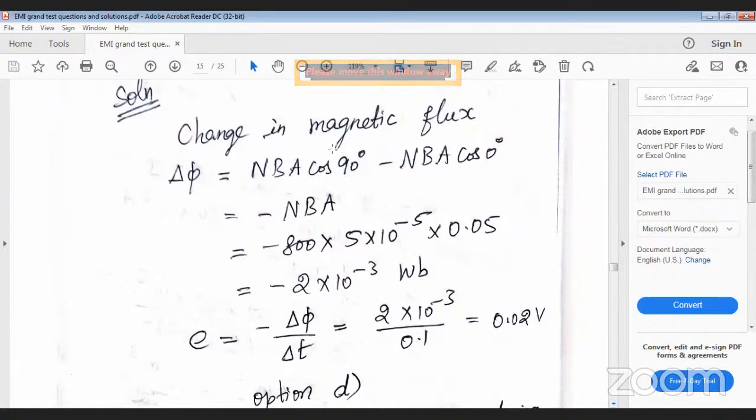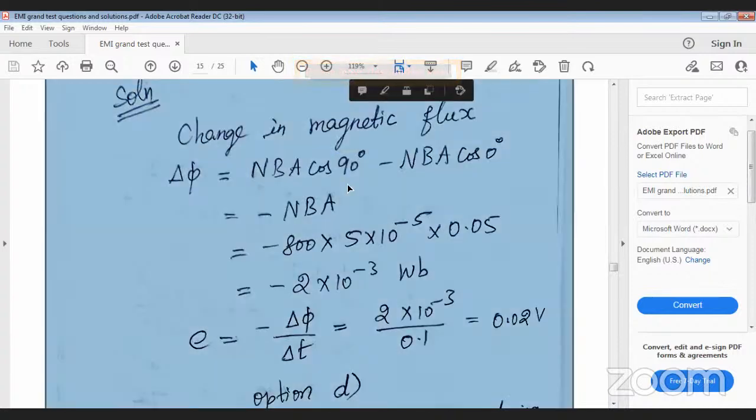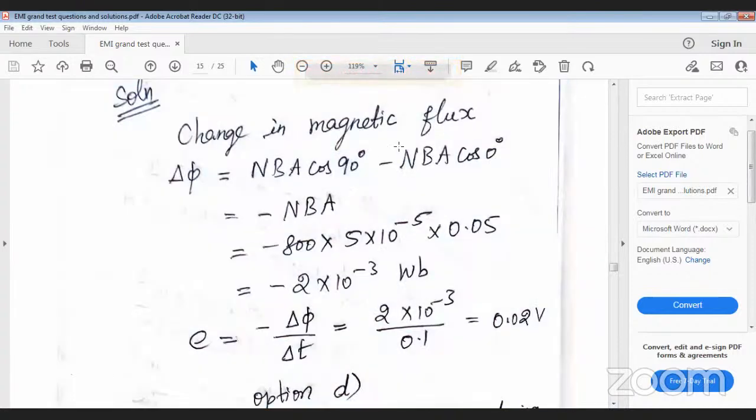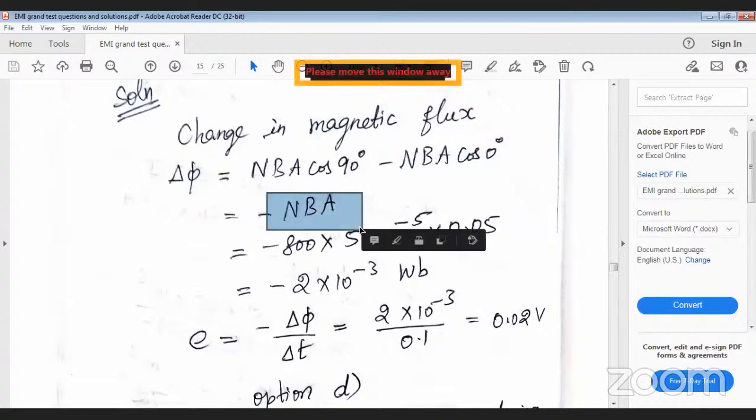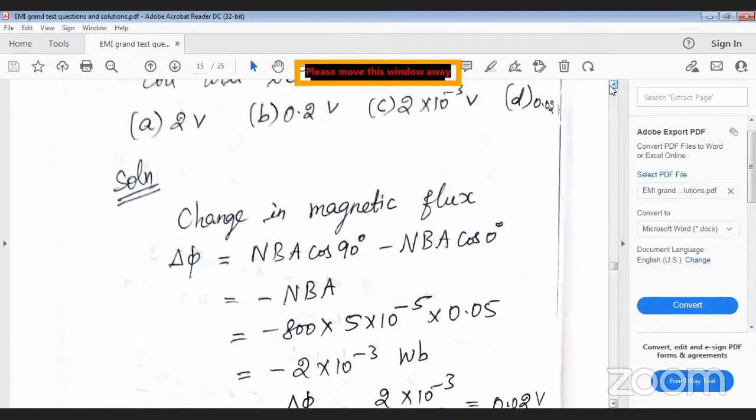So here cos 90 is nothing but 0. So here NBA cos 0, that will be minus NBA. Cos 0 value is actually 1. Okay. So minus NBA. So you know all the values, 800 turns into B is nothing but 5 into 10 power minus 5 Tesla.